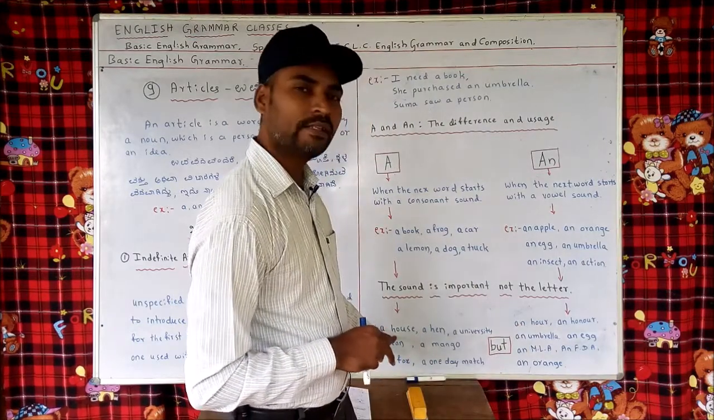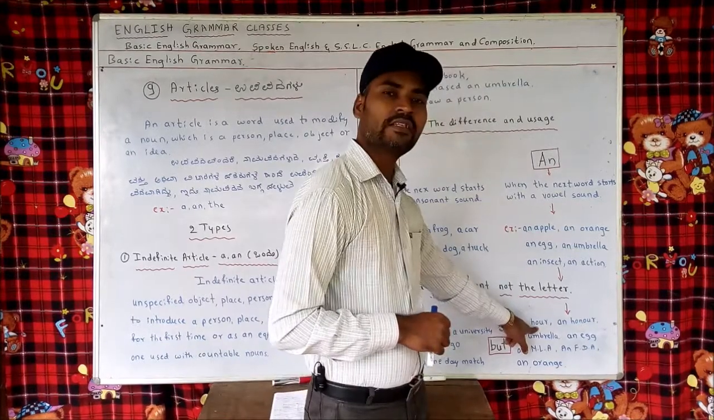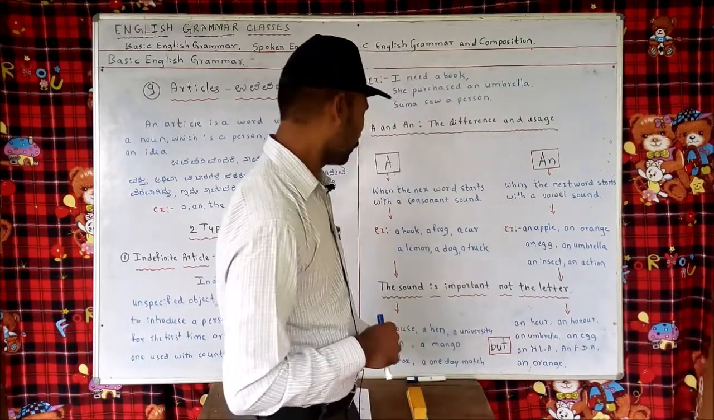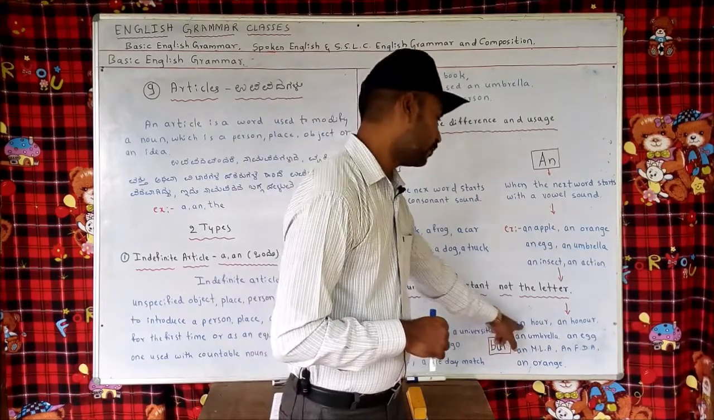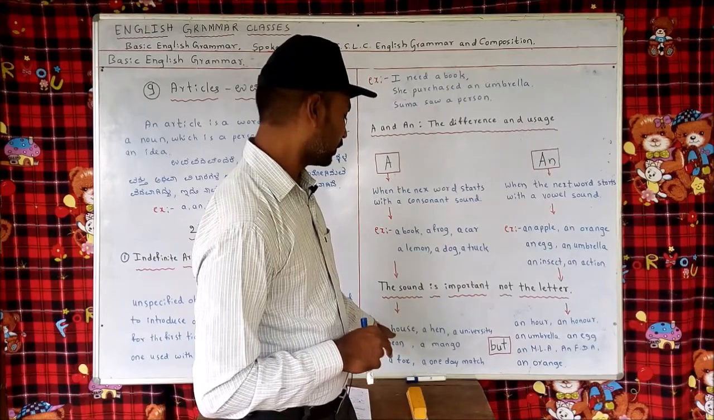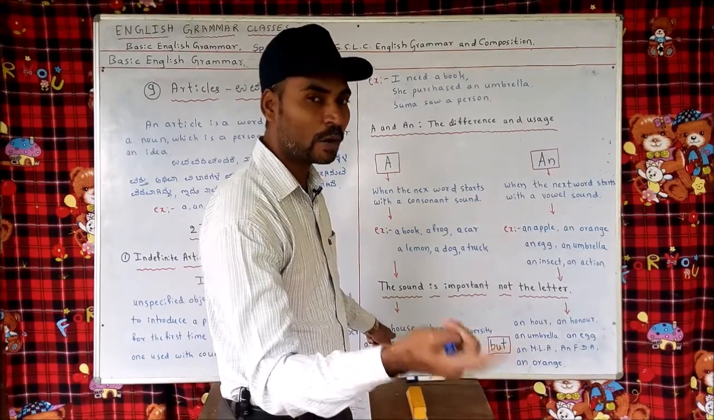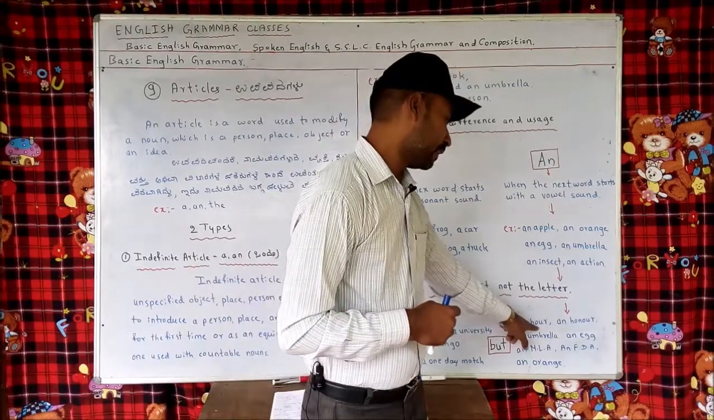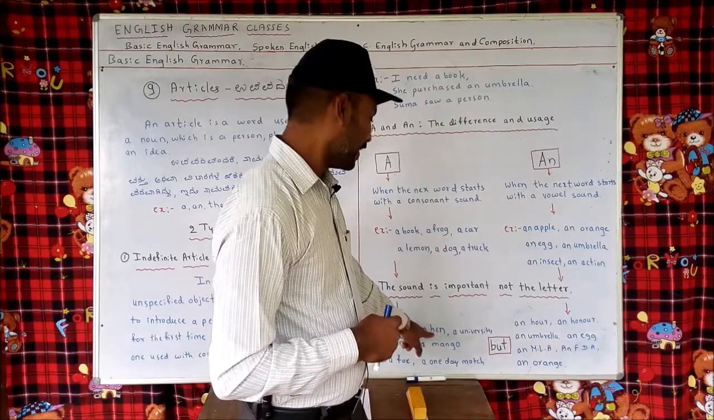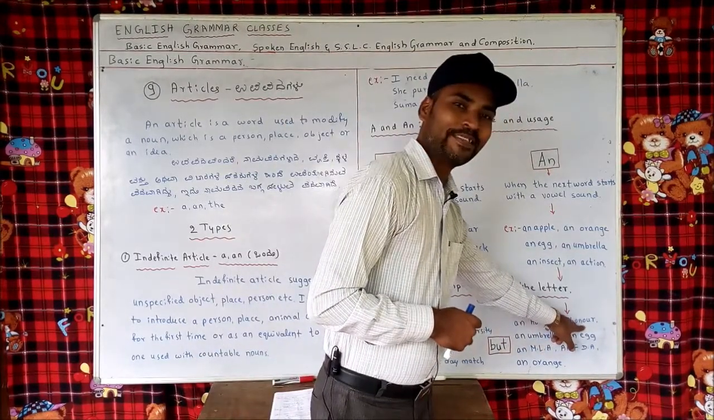Here in this word there is h, and here in this word also there is h as the starting letter. But here we have used a, here we have used an. Why? Because in house, h is a consonant sound. But here our h is silent. A hen we say, but an honor we say.